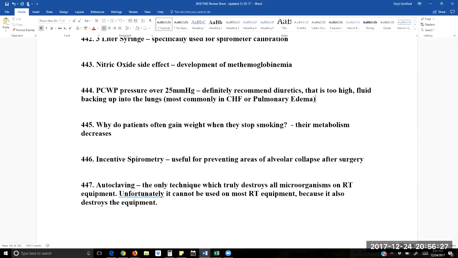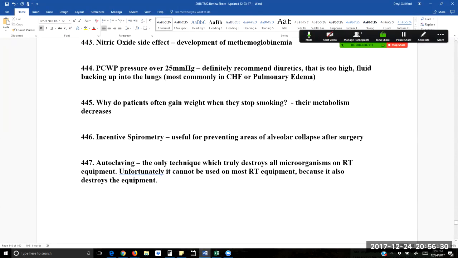All right. Why do patients often gain weight when they stop smoking? Well, it's metabolism. It turns out that like caffeine and some other stimulants, nicotine is a metabolic raiser. It stimulates metabolic activity. So when the patient suddenly loses that stimulus, their metabolism goes down, and patients typically do gain weight after they stop smoking. It's a trade-off that they're going to have to live with rather than to die of lung disease. But at any rate, why does it happen? It's metabolism decreases.